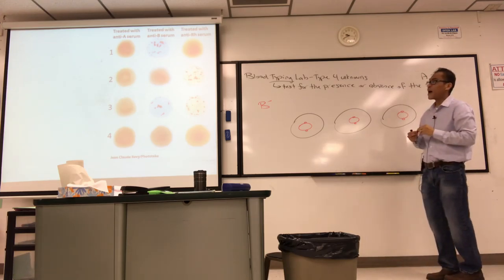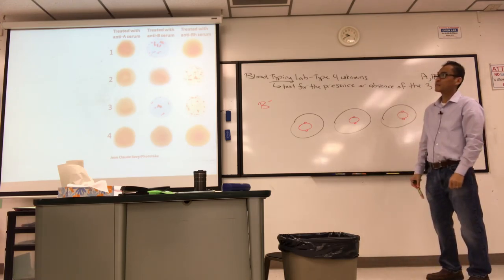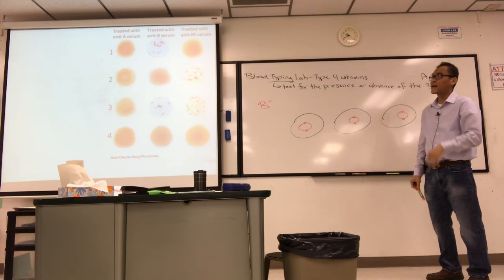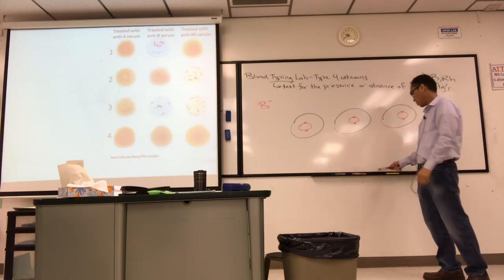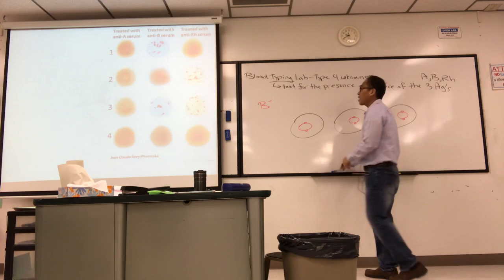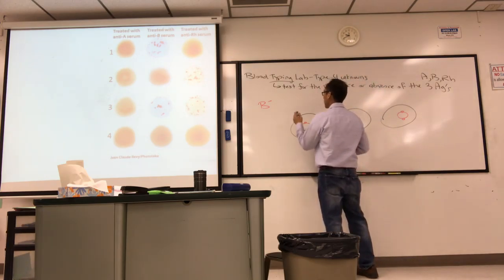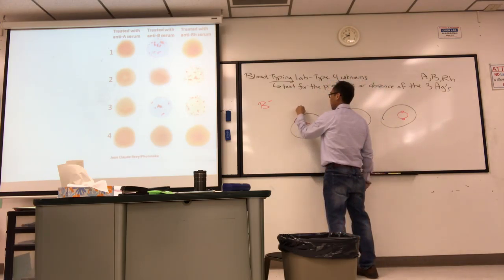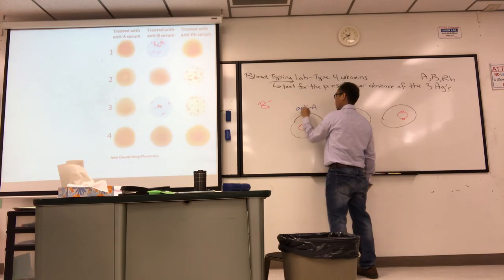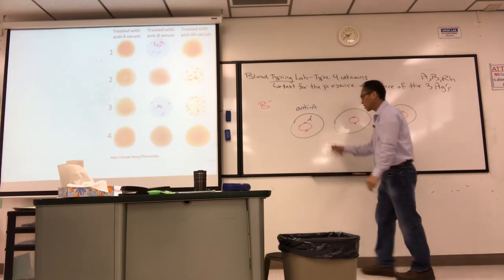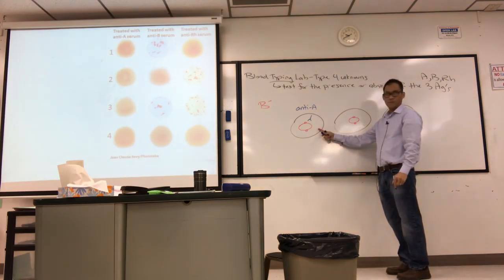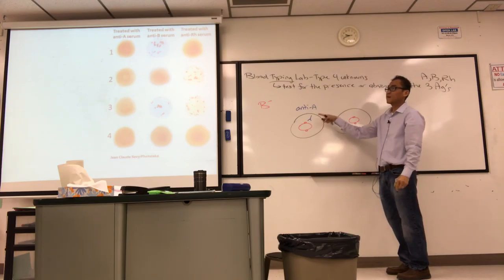What you could do in the lab is have a bottle of serum that has all the antibodies against A, B, Rh. So if you add the antibody against A, is it going to cross-react? No. So it should just stay unagglutinated. Okay?